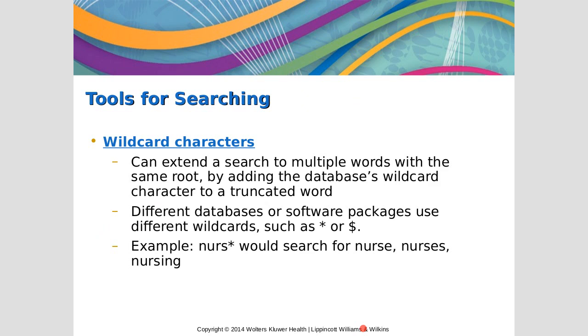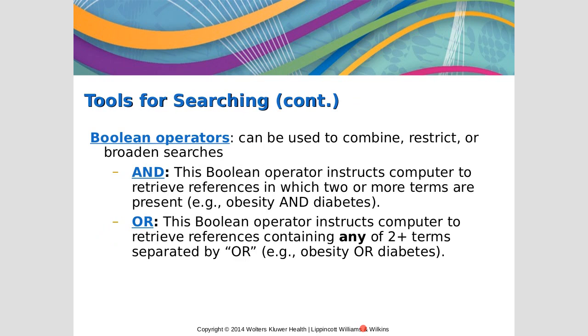Oftentimes, again using Boolean theory for search terms, by putting in either an asterisk or a dollar sign, it expands the search to a variety of different things. So it's not just an exact match, but anything that's related to that. The example here is with nursing, NURS. You can come back with nursing, nurses, nursing, etc. And then here's where it explains the Boolean operators that I was describing.